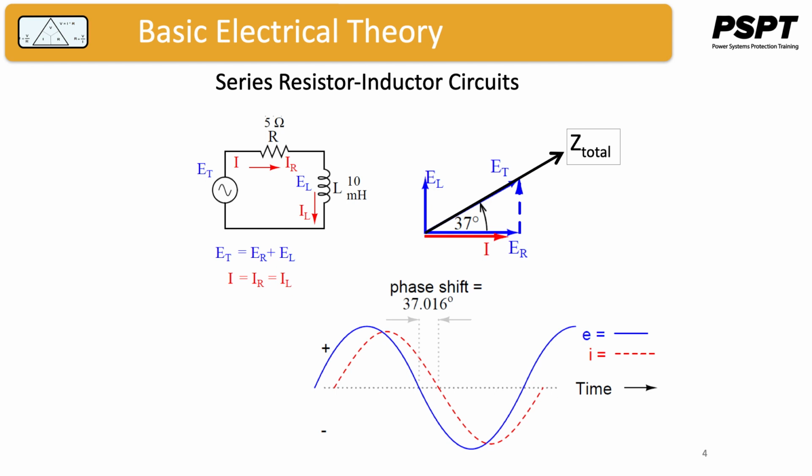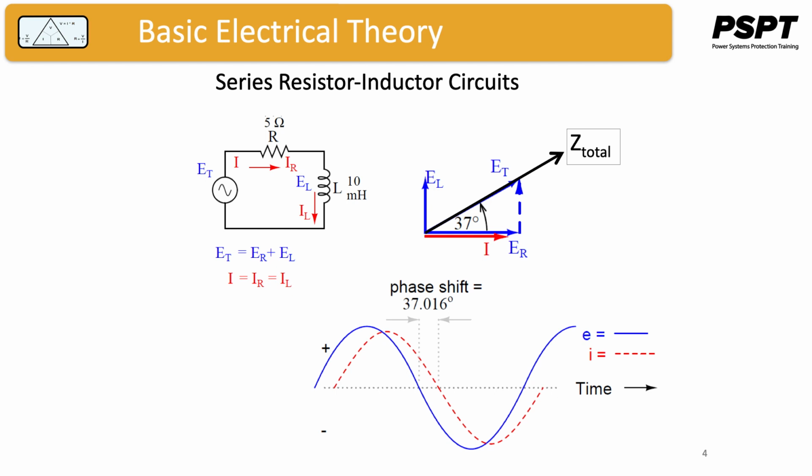As with the purely inductive circuit, the current wave lags behind the voltage wave of the source, although this time the lag is not as great, only 37.016 degrees as opposed to a full 90 degrees, as was the case in the purely inductive circuit. In this case, the current is modified by the fact that we put a resistor in series with the reactance, or the inductor, and that has a tendency to straighten out the lag.